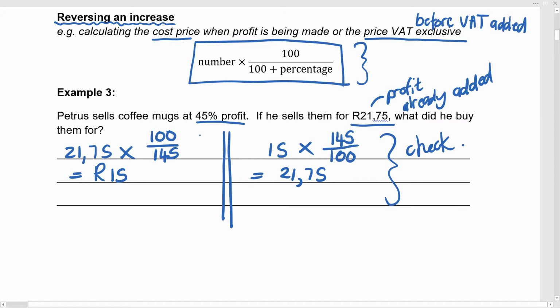If you took this and you calculated 45% of 21.75 and then subtracted it, you are not reversing an increase. You're doing a totally different thing. You are working out a decrease of 45% of this amount. Here in the question we're dealing with, that 45% is actually of the 15, not of the 21.75.